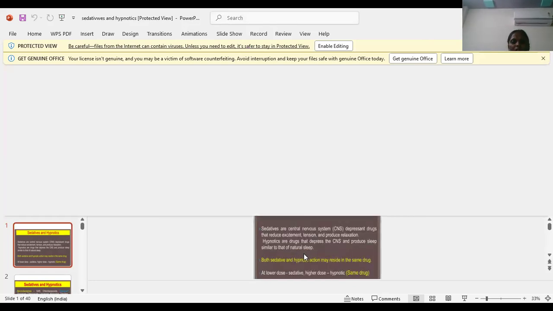Today my topic is sedatives and hypnotics. First of all, what is the definition for sedatives? Sedatives are the central nervous system depressant drugs that reduce the excitement, tension, and produce relaxation. Hypnotics are the drugs that depress the CNS and produce sleep similar to natural sleep. So that is the main difference between sedatives and hypnotics. Both sedative and hypnotic action may reside in the same drug.